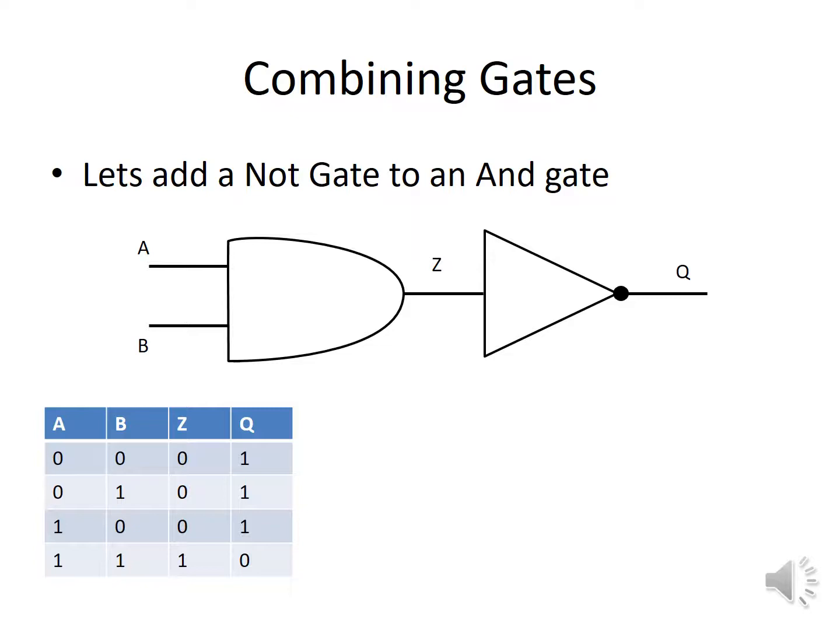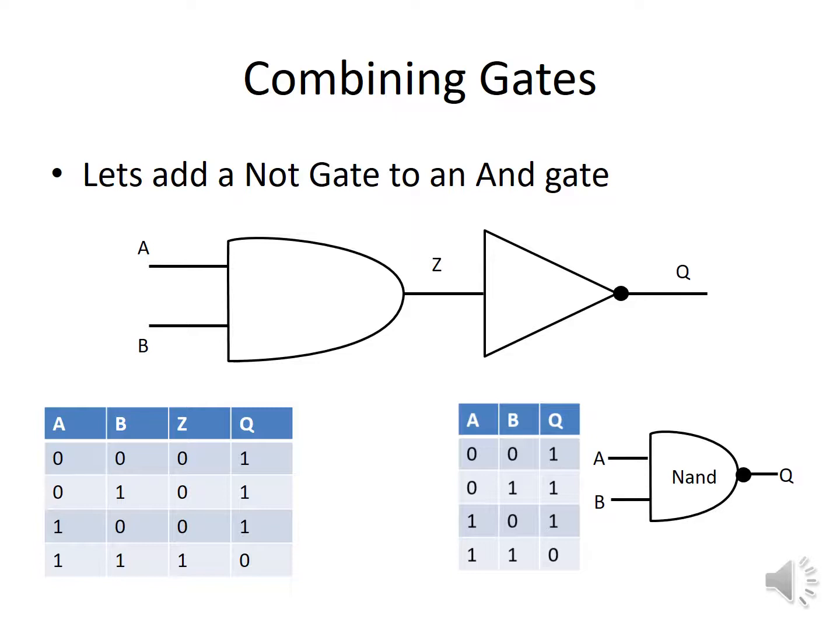And in fact, what you're looking at there is a NAND gate. So here's our NAND gate. They're both the same. They work exactly the same. So if you don't need to do the Z, then you can just draw it as a NAND gate, and you'll see that that's your truth table.